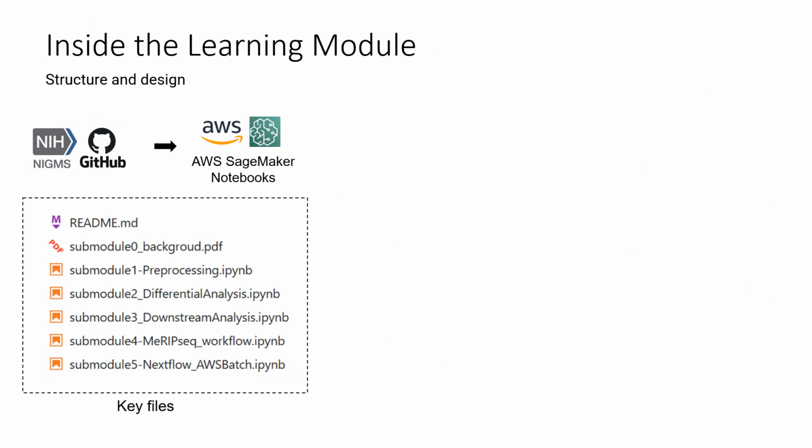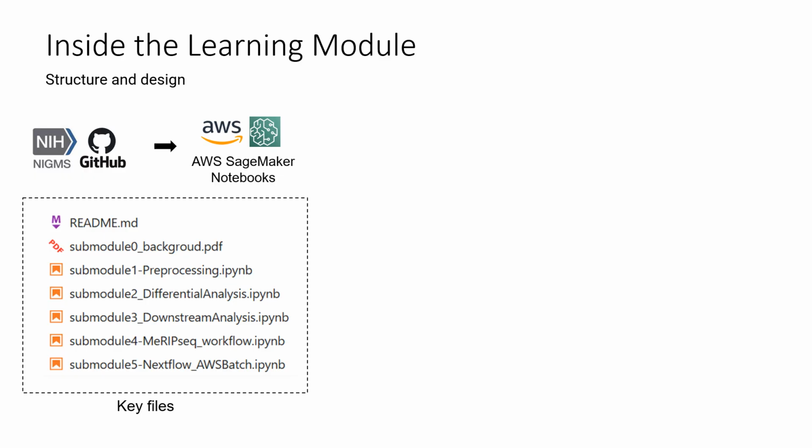To begin using the MeRIP-seq learning module, visit the GitHub repository linked below and follow the setup instructions provided in the README file. Once your environment is set up, launch an AWS SageMaker notebook instance and download the module from GitHub. The downloaded learning module is organized as a structured series of Jupyter notebooks, each corresponding to a key step in the MeRIP-seq analysis pipeline.